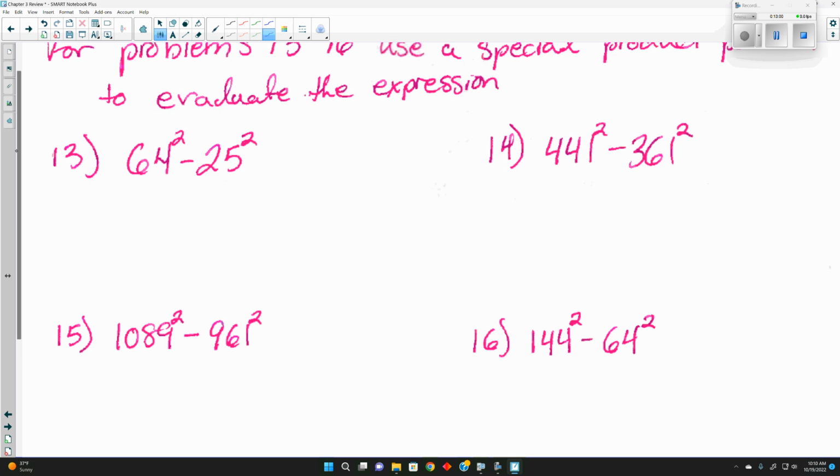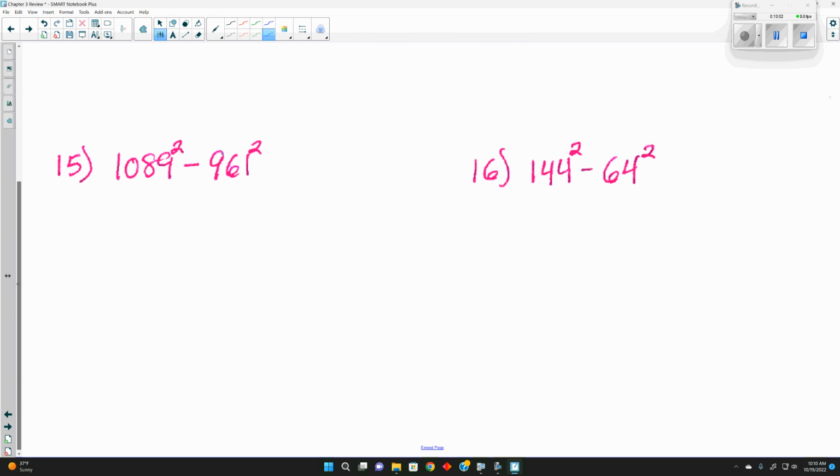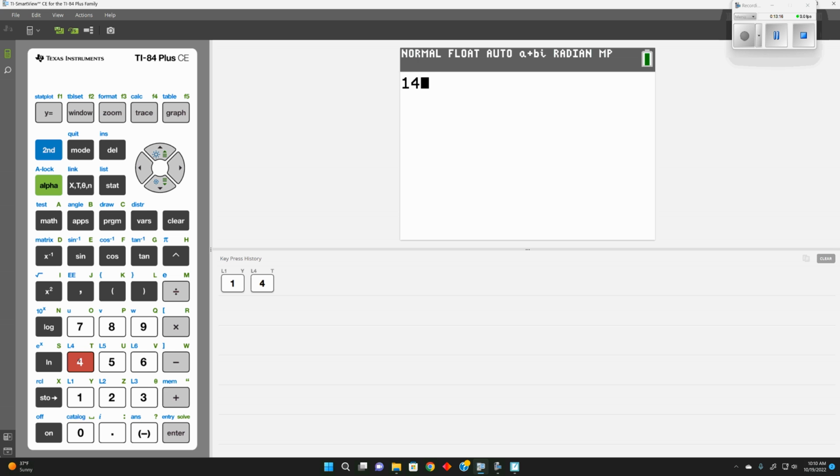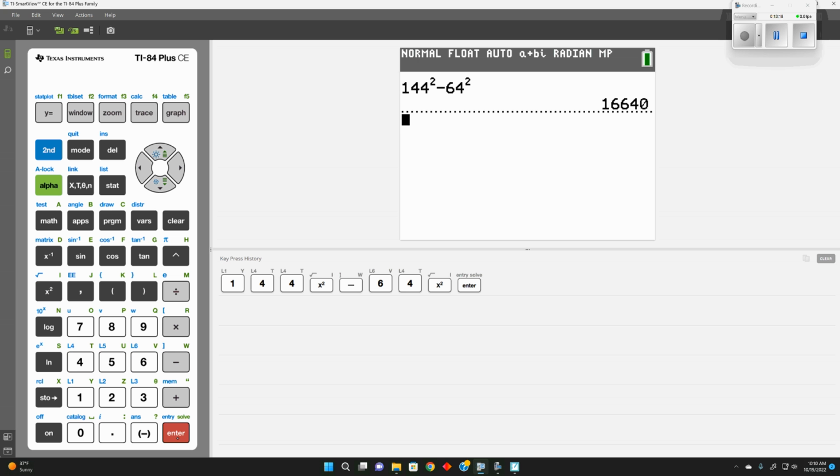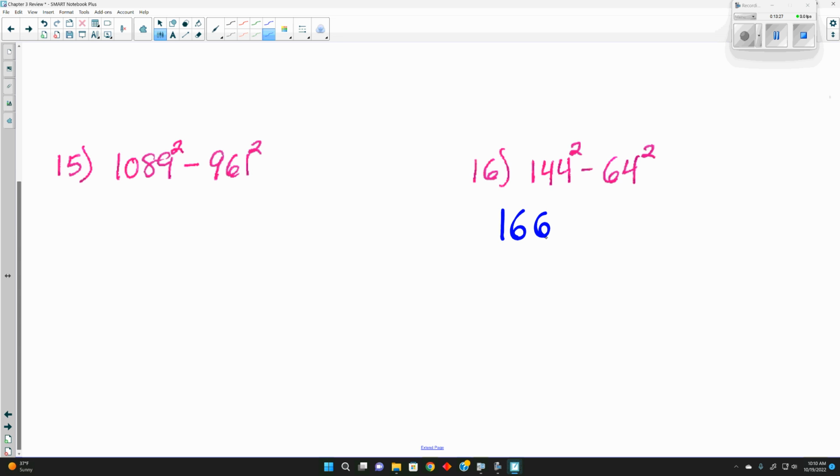16? Because we could use the difference of perfect squares that we just had. We could rewrite it as that number minus the other, so 144 minus 64 times 144 plus 64, and do it that way. Or squared minus 64 squared. They're both just numbers. 16,640. We're just finding the value.